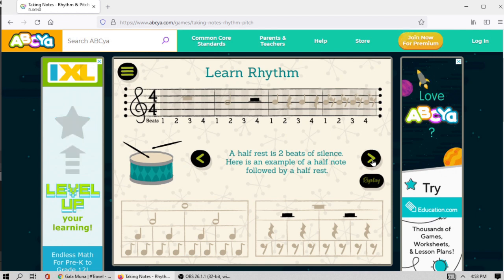A half rest is 2 beats of silence. Here is an example of a half note followed by a half rest. A quarter rest is 1 beat of silence. Here is an example of quarter notes followed by quarter rests.